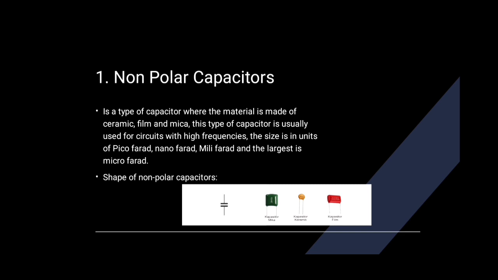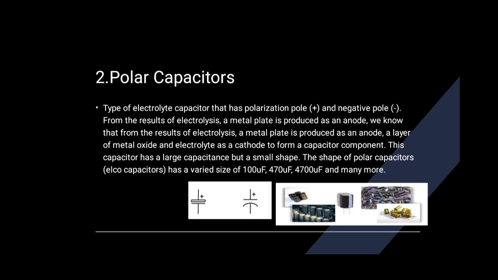Number 2. Polar capacitor, a type of electrolytic capacitor that has polarization, with a positive pole and a negative pole. We know that from the result of electrolysis, a metal plate is produced as an anode, a layer of metal oxide, and an electrolyte as a cathode to form the capacitor component. This capacitor has a large capacitance but a small shape.